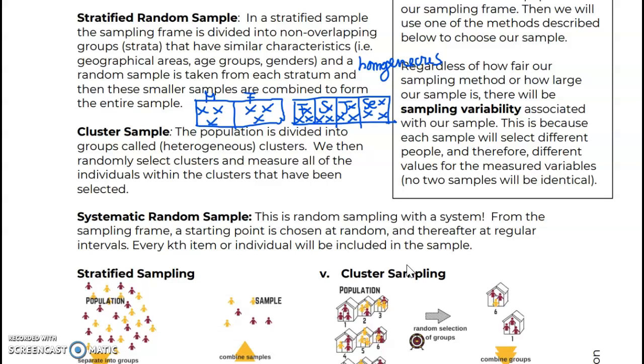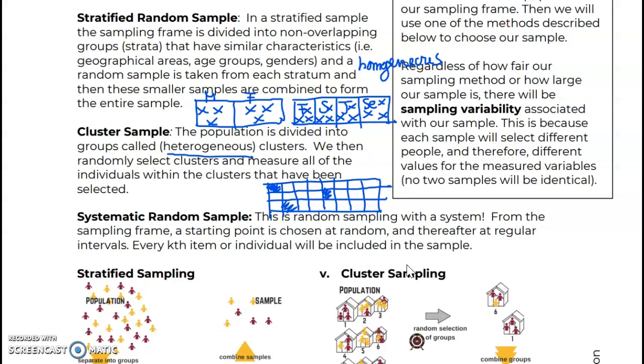In a cluster sample, our population is divided into groups called clusters. So this time they're heterogeneous groups, which means they are a good mix of the population. Oftentimes this is by geographic location. So again, we divide our population into different groups, maybe by zip codes, and then we randomly choose some of those clusters, and we're going to survey everyone within the group. So this time we're not picking individuals, but we're actually picking whole groups.